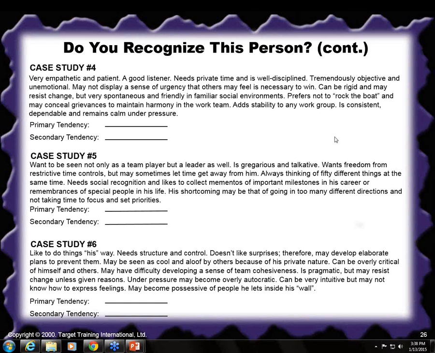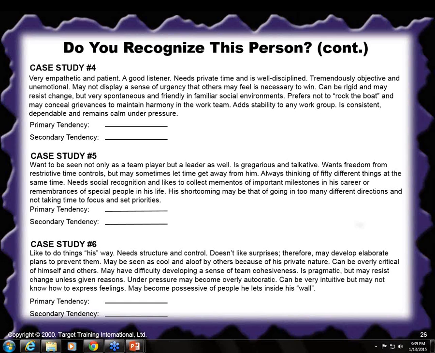Tremendously objective and unemotional, may not display a sense of urgency that others may feel is necessary to win, can be rigid and may resist change, but very spontaneous, friendly in familiar social environments, prefers not to rock the boat and may conceal grievances to maintain harmony in the work team. Adaptability to any work group is consistent, dependable, and calm, remains calm under pressure. Okay, so definitely an S. I don't hear any extroverted characteristics, so if the primary tendency is S, I would say the secondary tendency would be a C. Let's take a look at case study number 5.